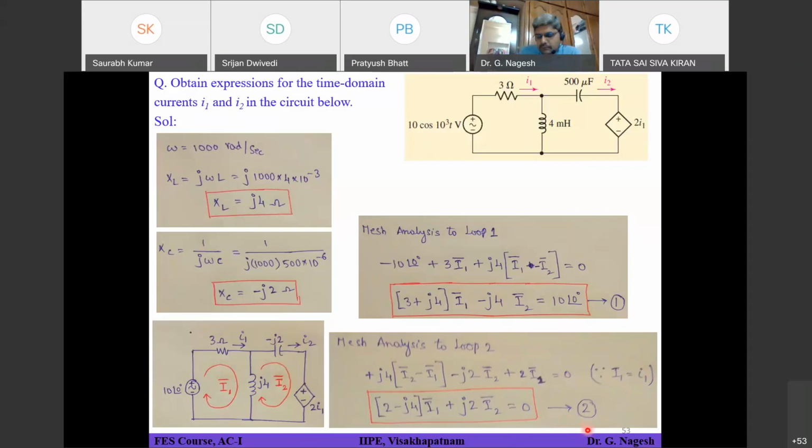See, the first term here is in phasor domain. Current is a phasor and j omega is also a complex number. If you are writing an equation, all should be in phasor format. So you have to write plus 2 into I1 phasor.